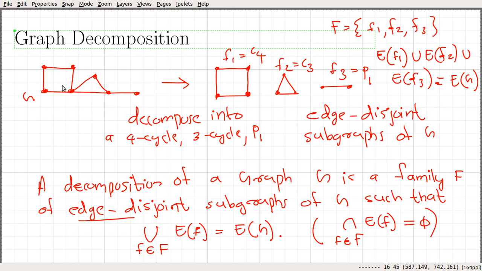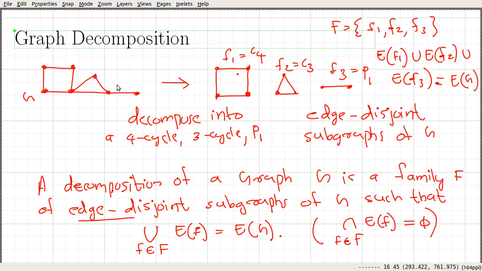So this is a decomposition of this graph G. A decomposition of a graph G is a family of edge disjoint subgraphs such that the union of the edge sets of each member of that family must be equal to the edge set of the original graph. In this case the graph decomposition consists of these three members, F1, F2, F3, and our family is this set.